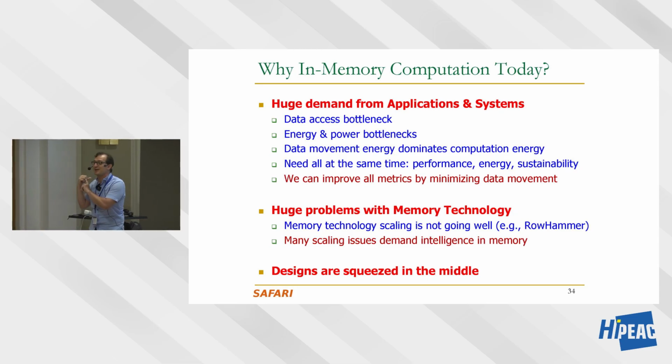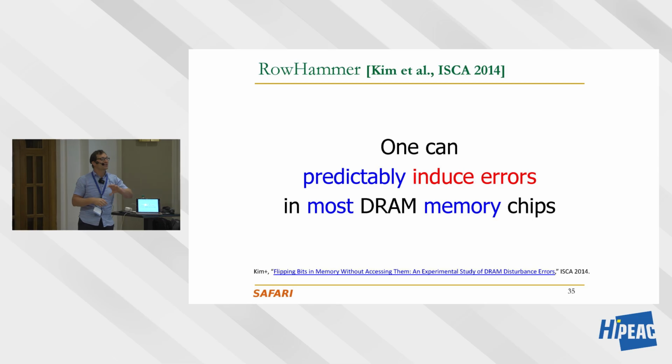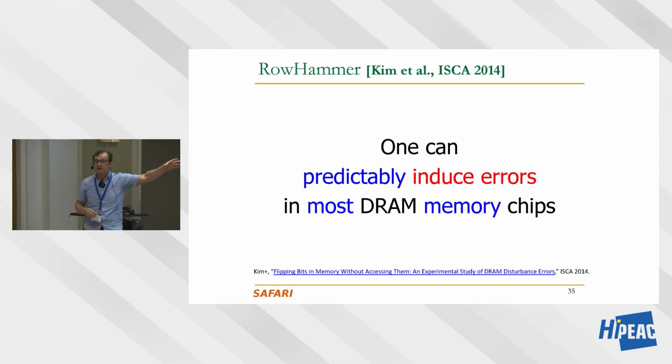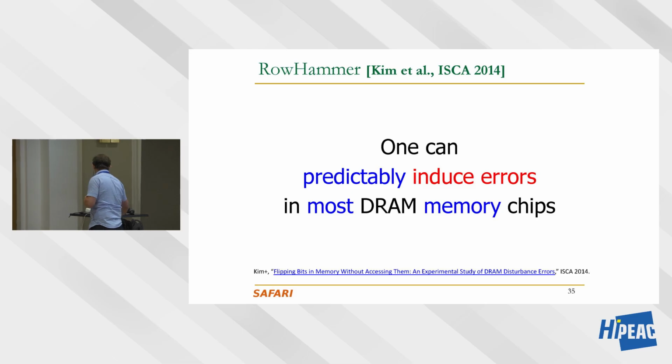I'm going to show you a very quick example. I'm not going to go into the detail. But basically, both of these sides, both technology and application and system, are pushing us to do more intelligent things in memory. So we are squeezed in the middle. So RowHammer, very quickly, this is what we're going to discuss later on, but you can induce errors in most DRAM memory chips, and this is a technology scaling problem because cells are so small and cells are close to each other. You have these interference between the memory cells, and as a result, access to one memory cell affects accesses to other memory cells. So you get bit flips.